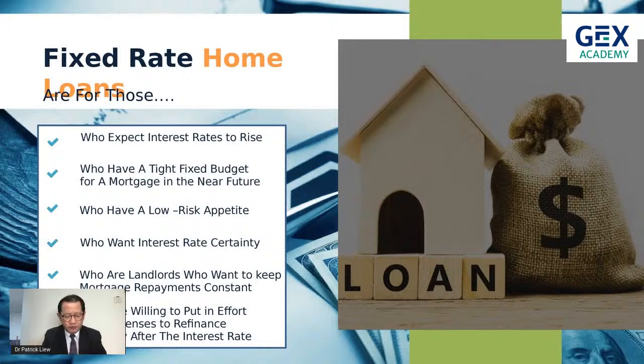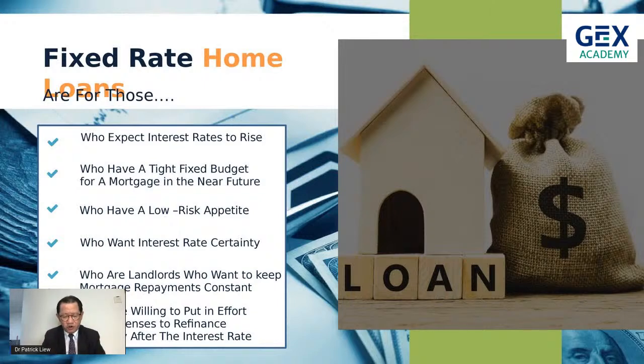A fixed home rate is also for people who want interest rate certainty, as I mentioned, who have a low risk appetite. These are also for landlords who want to make sure that their mortgage repayments remain constant. That means they don't want to see their repayments going up and down depending on the interest rates. And so they can plan a bit better in terms of whether they want to refinance their properties and use the extra money for further investment or even for their business.